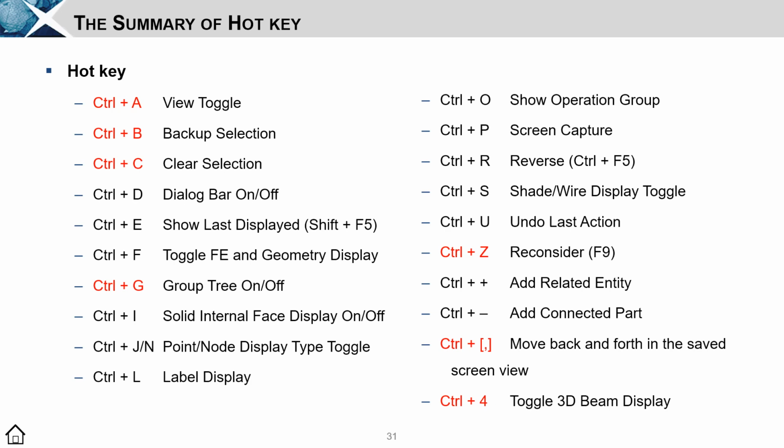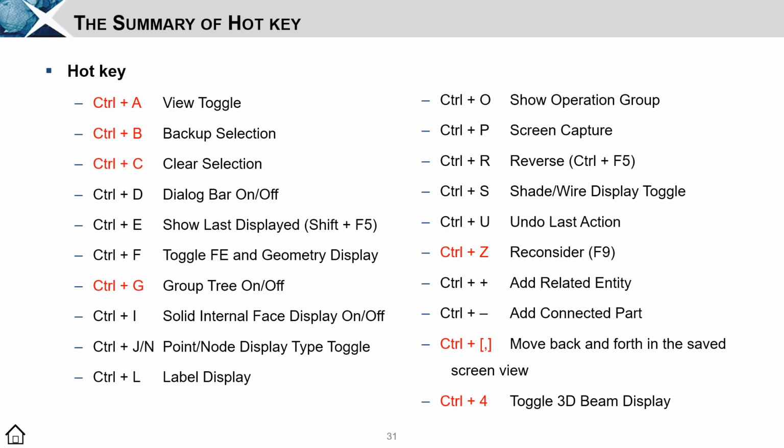The Control key plus alphabet A is a shortcut that converts the model view into a section view, an elevation view, a plan view, and an isometric view. The Control key plus alphabet B deselects the previously selected entity in reverse order, and the Control key plus alphabet C clears all currently selected entities.